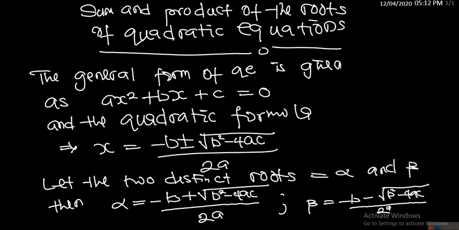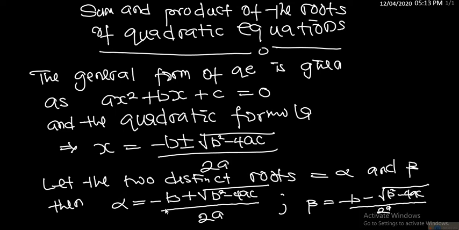Okay, so you know that the general form for a quadratic equation is given as ax squared plus bx plus c equals 0, and the quadratic formula is derived as x equals minus b plus or minus root b squared minus 4ac over 2a. Let the two distinct roots of this equation be alpha and beta.